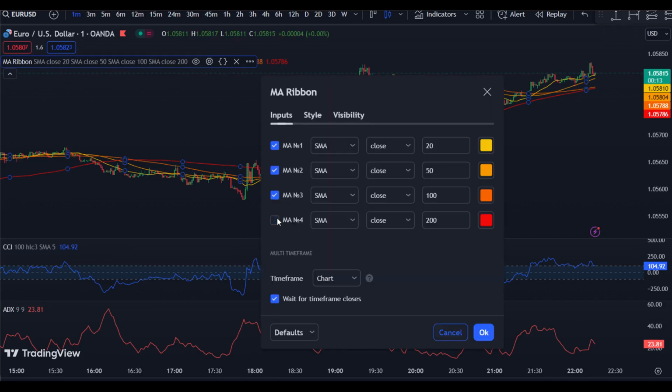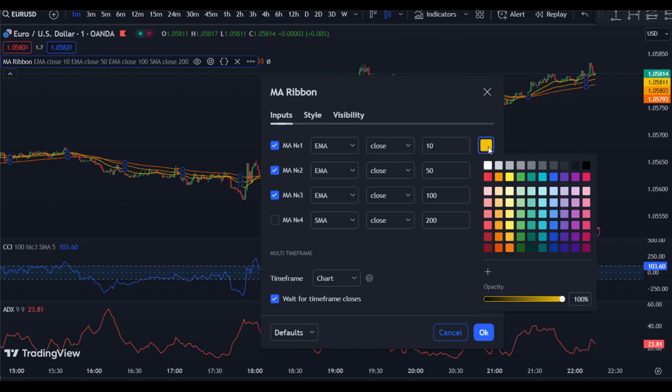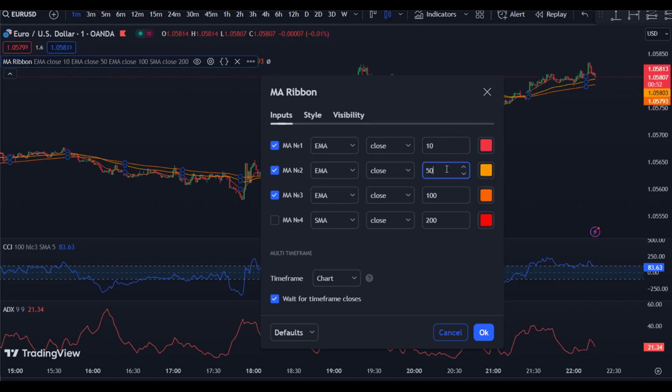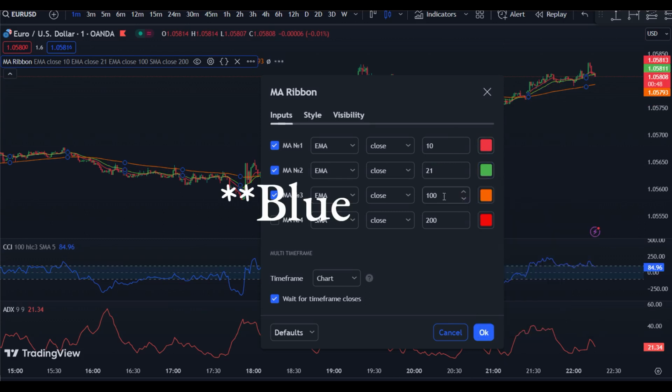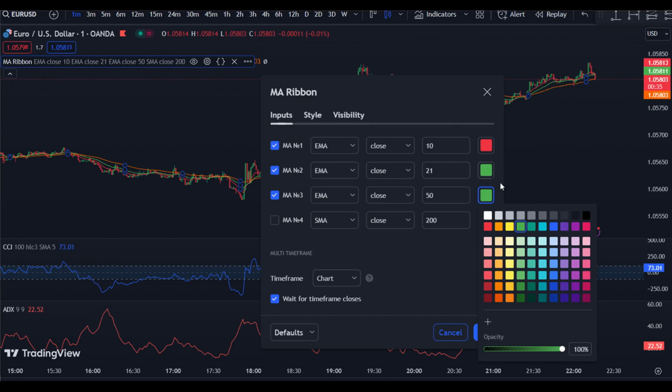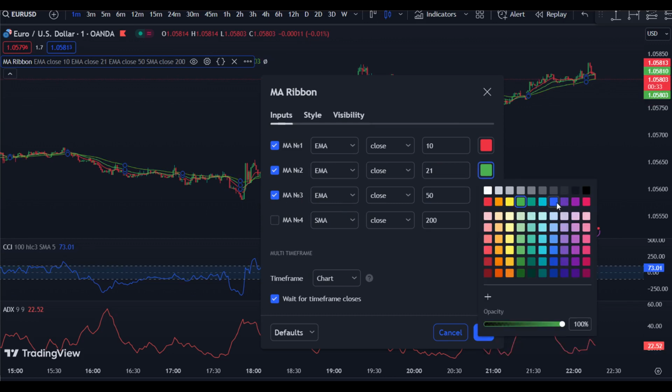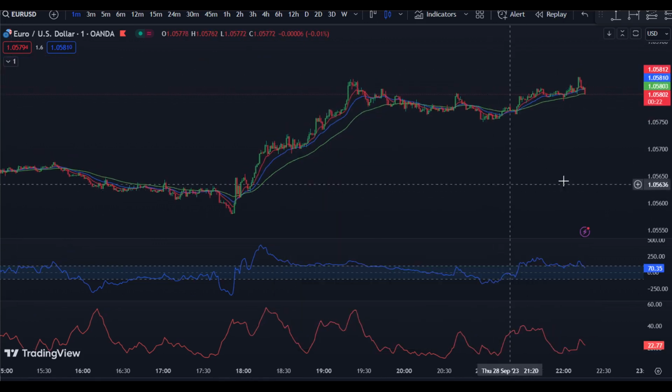We're going to uncheck this, so we're going to be using 3 moving averages. We're going to change the value of all these to an EMA. The first EMA is going to be 10. We're also going to change the color to red. The second moving average is going to be 21, and we're going to change the color to green. The last one, we're going to change the value to 50. Actually, this one should be green. The 21 is going to be blue. All right, so now our chart should be set up and ready to go.